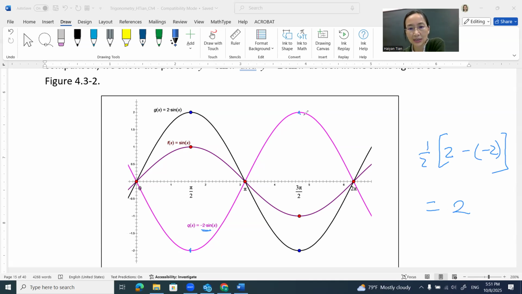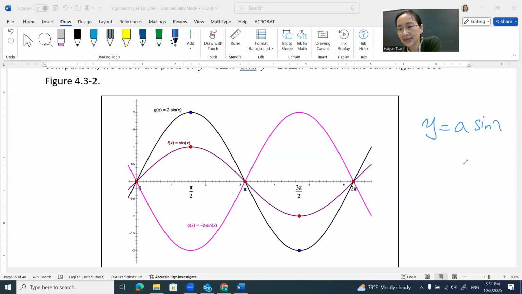So as we can see, the amplitude is simply the absolute value of this number, which is 2 in this case. So let's say for any function in this form, a sine x, no matter what value a is, a can be positive or negative, right? The amplitude of this function will be the absolute value of A.